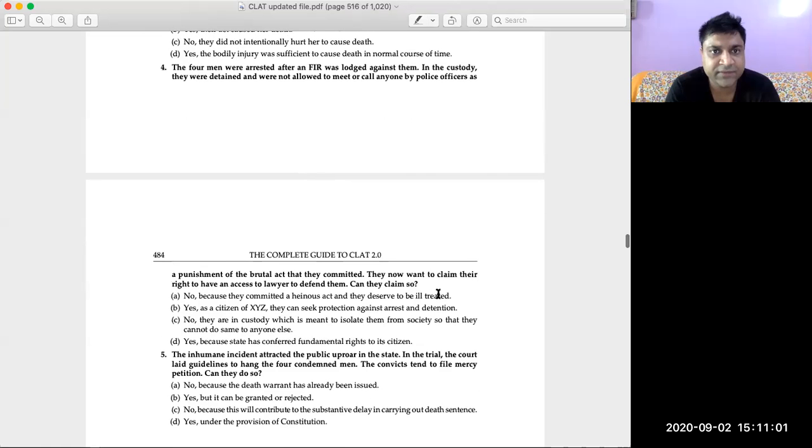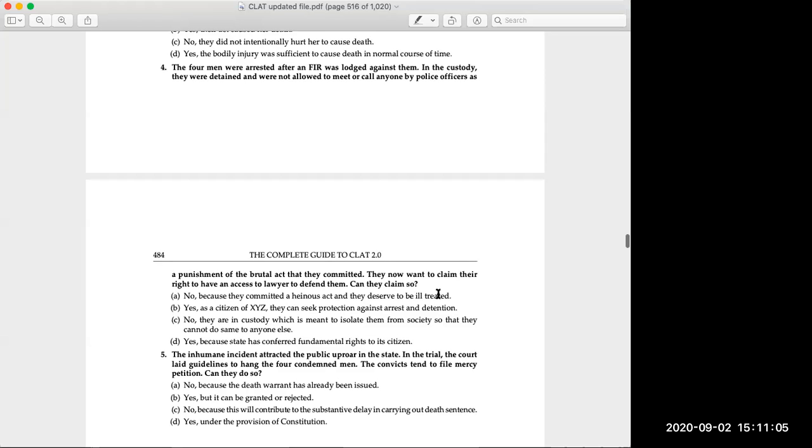Okay. Next. It's a continuation of the previous question. The 4 men were arrested after an FIR was lodged against them. In custody, they were detained and were not allowed to meet or call anyone by police officers as a punishment for the brutal act that they had committed. They now want to claim their right to have access to a lawyer to defend them. Can they claim so? Sir, I think the answer will be D. Yes, because the state has conferred.